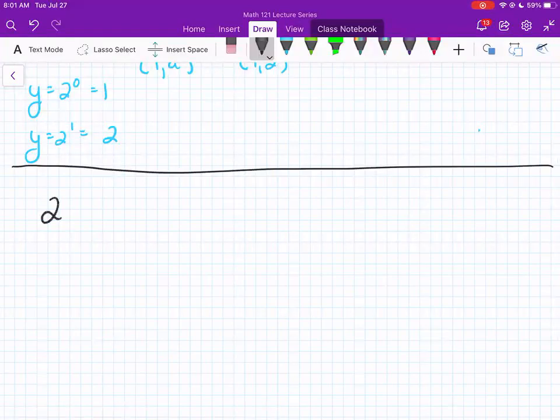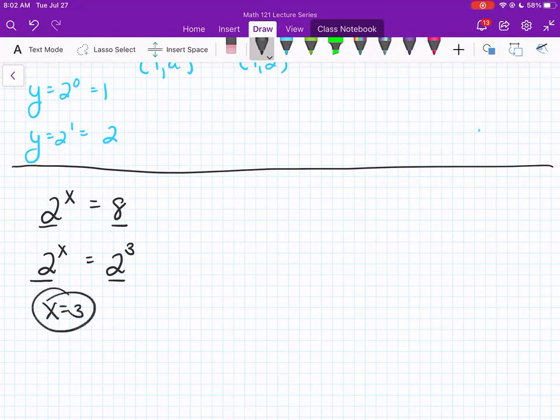For example, if we have something like 2 to the x equals 8, if we want to be able to solve for x, we've looked in previous lessons that we have to match the bases. So I can rewrite this as 2 to the x equals 2 to the third power, since I know that 2 to the third is equivalent to 8. Since my bases are equal, my exponents are equal, and I get x equals 3.